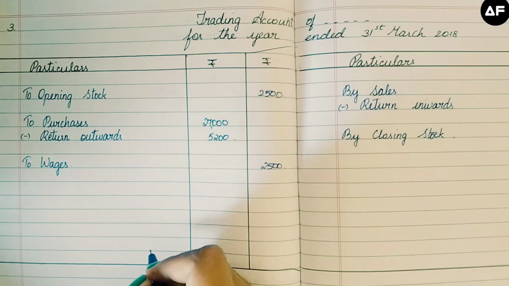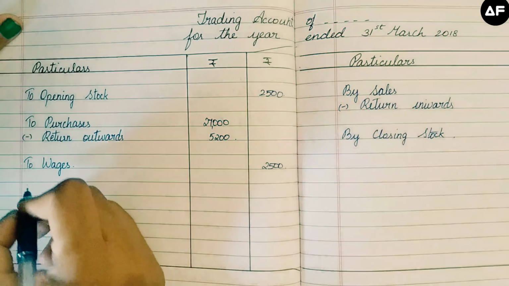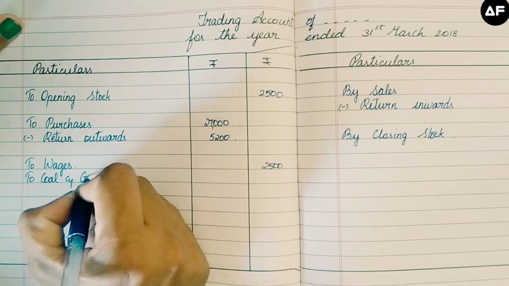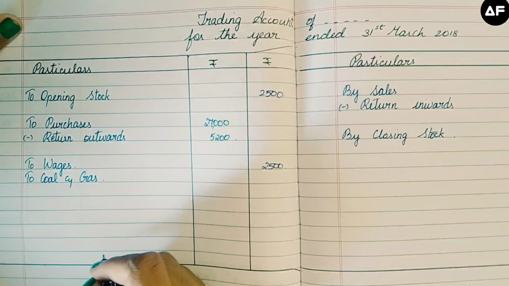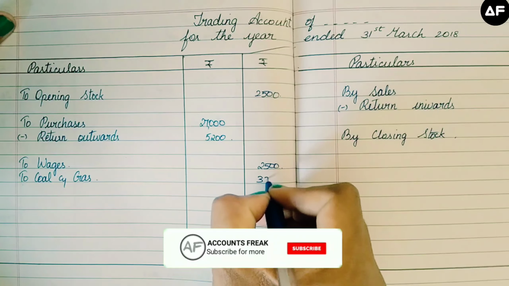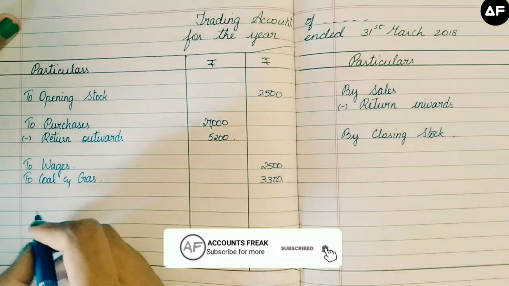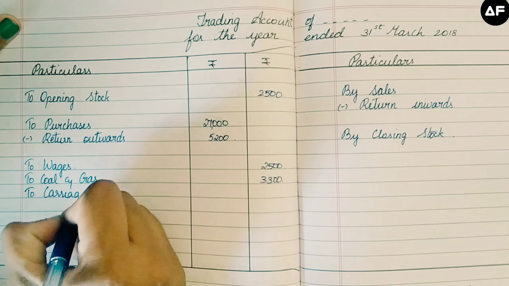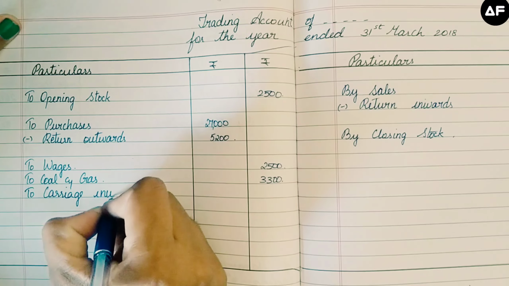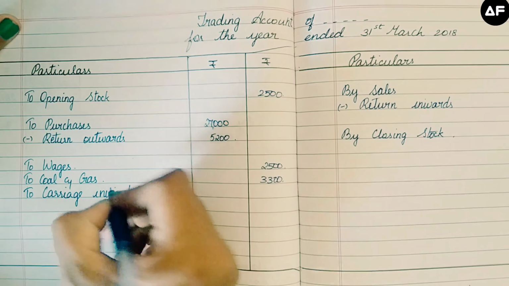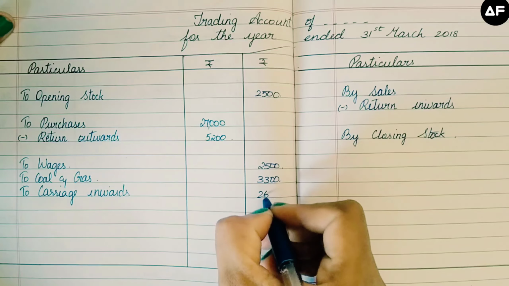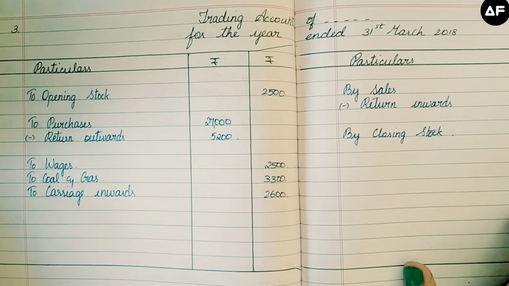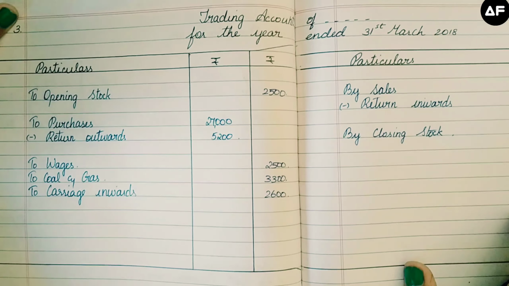The next direct expense given here is coal and gas. So to coal and gas, all this is happening on the debit side of the trading account, 3,300. Next we have carriage inwards. To carriage inwards, this also is a direct expense, that is 2,600. So apart from the 4 basic items, we have recorded 3 items on the debit side of the trading account.